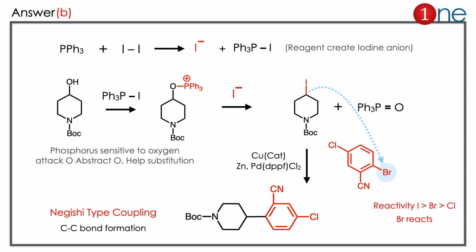Here copper, zinc and palladium are acting as catalysts for the coupling reagent. They are the organometallic catalysts. Here you have to learn two things. One is the reagent, triphenylphosphine and iodine. The purpose of the reagent is to create just iodine minus, a nucleophile. The other is Negishi coupling. If you see Negishi coupling with competition between the halogens, always choose the bigger one, which is iodine, or bromine, or chlorine.